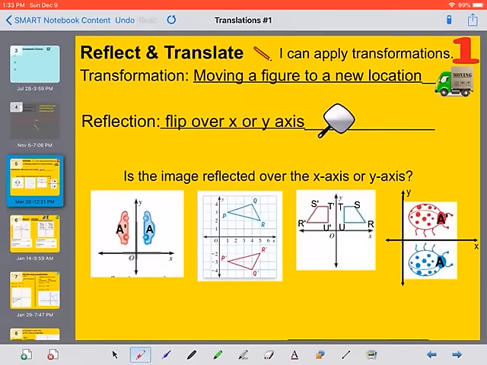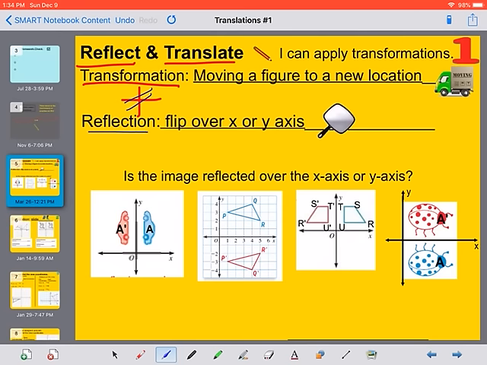We are now switching gears a little bit to do reflections and translations. We're reflecting and translating different objects on our coordinate plane. So first, this word transformation is just moving a figure to a new location. We actually did this when we compared graphs. We translated the graph when we compared to our parent function up or down. We translated up 2 units or down 2 units or whatever it was. We might just be translating to the left or to the right or up or down.